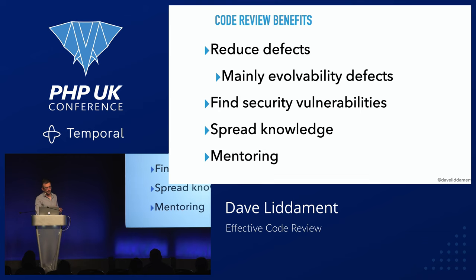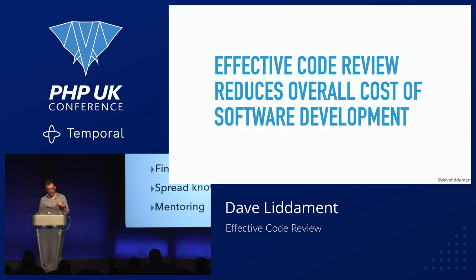So these are the four main areas. We're reducing defects, but probably we'll find we're mainly reducing evolvability defects. We're going to find security issues, and there's spreading of knowledge and mentoring. So this was the aim of this talk: effective code review reduces the overall cost of software development. Hopefully by now you're starting to see that doing this could well reduce our overall software development costs.